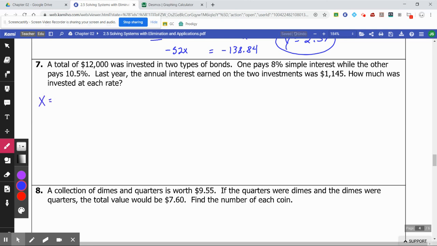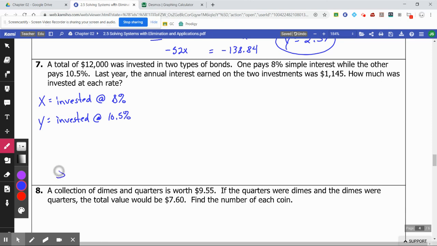So X, it was invested at 8%. And we're going to let Y be the amount invested at 10.5%. Now, since it's simple interest, that means that if you invest something at 8%, after 1 year, however much you invested, 8% of that you're going to earn extra.